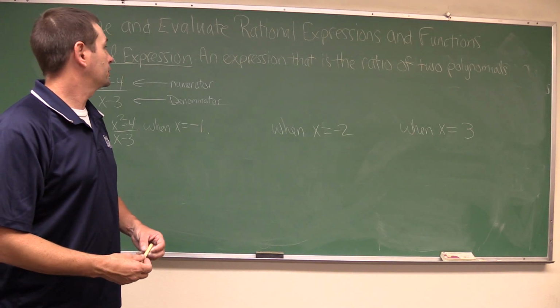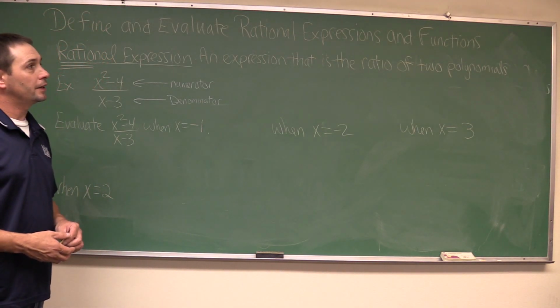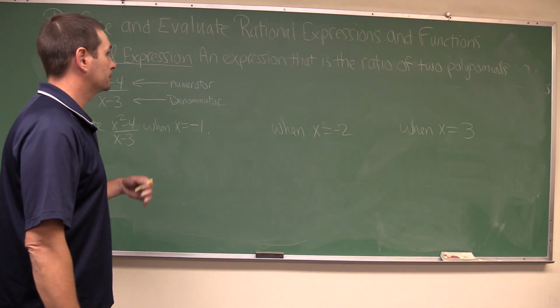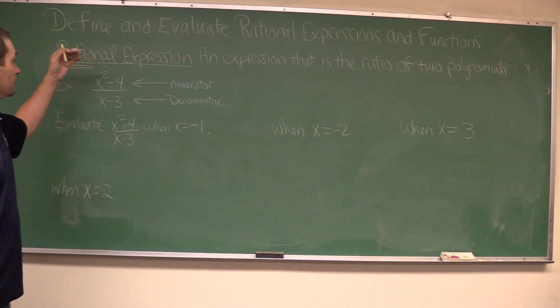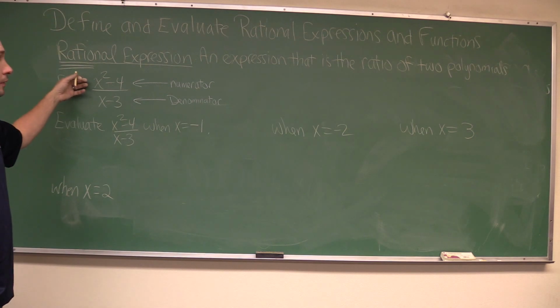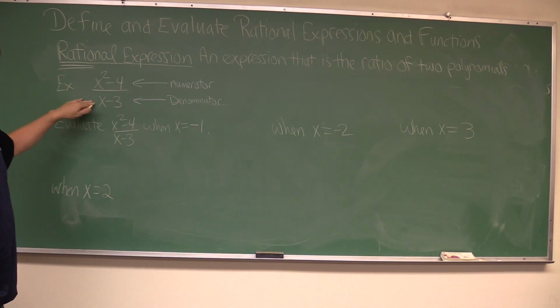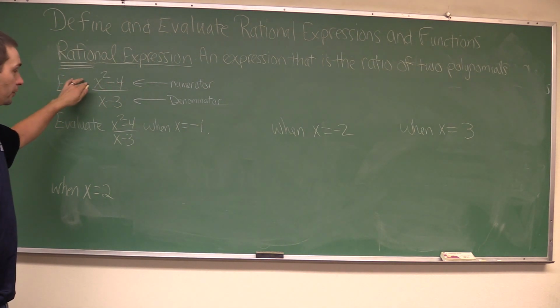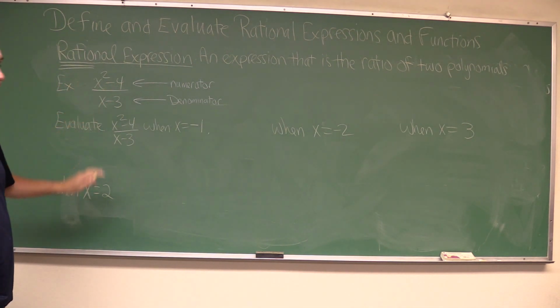A rational expression is an expression that is the ratio of two polynomials. I have the definition written here, and I gave you an example. If you look at two polynomials, the ratio, a fraction between the two, notice I have a polynomial in the numerator and in the denominator.